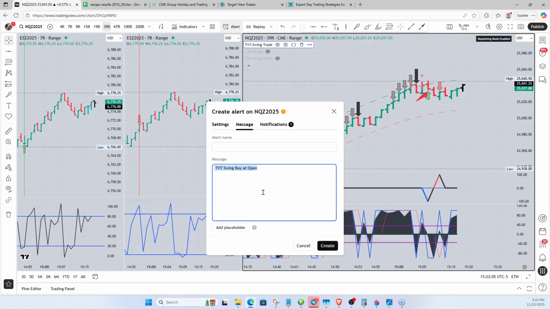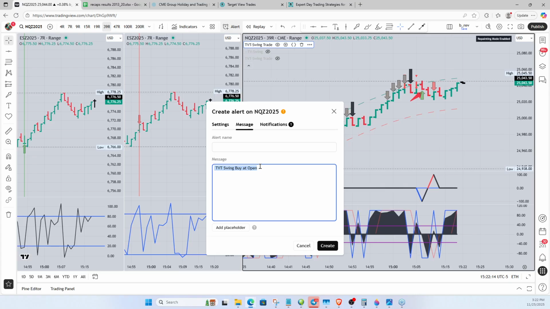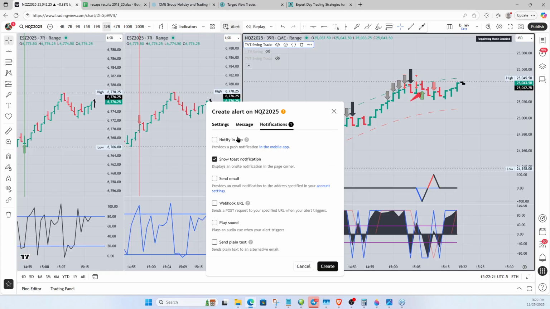It puts in a default message for you, TVT swing buy open. That means this is a black arrow. Swing buy open means it's a black arrow that closed down. Alright, so it's going to give you this to buy at the open of the next bar. You can have your notifications set up however you want to be notified.